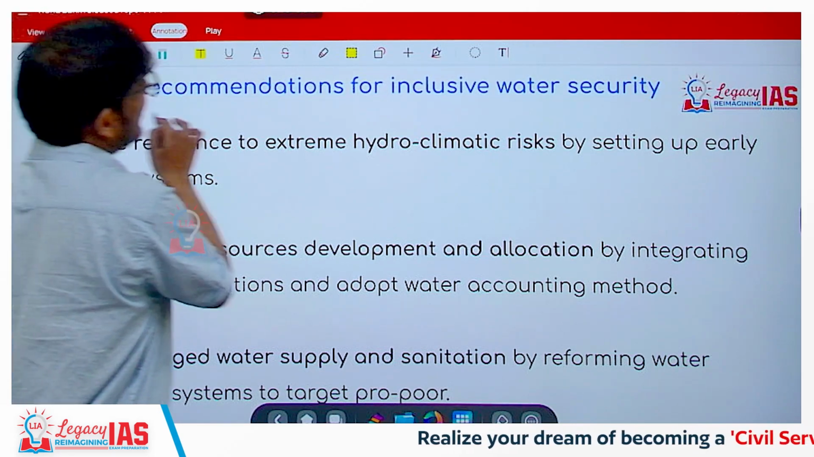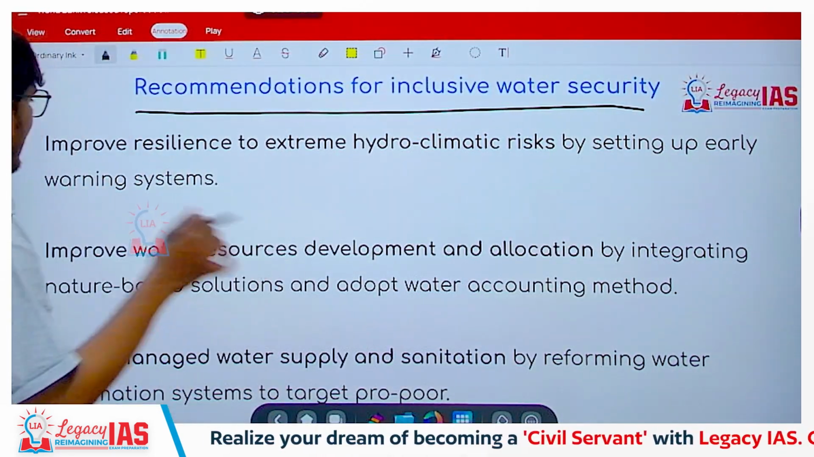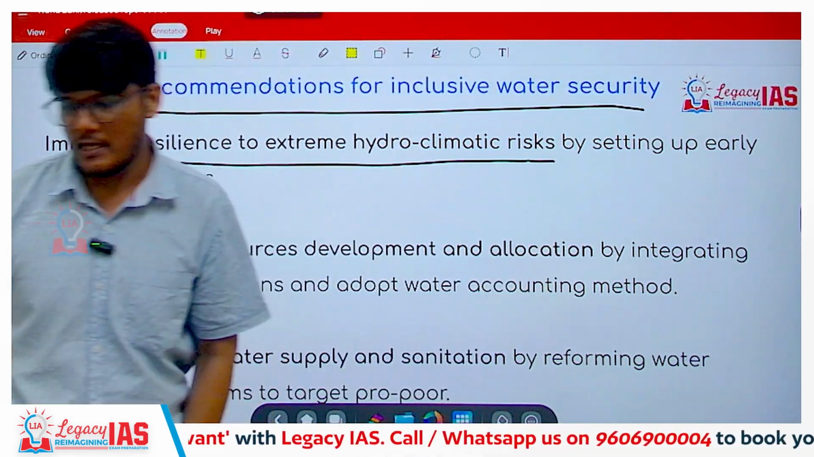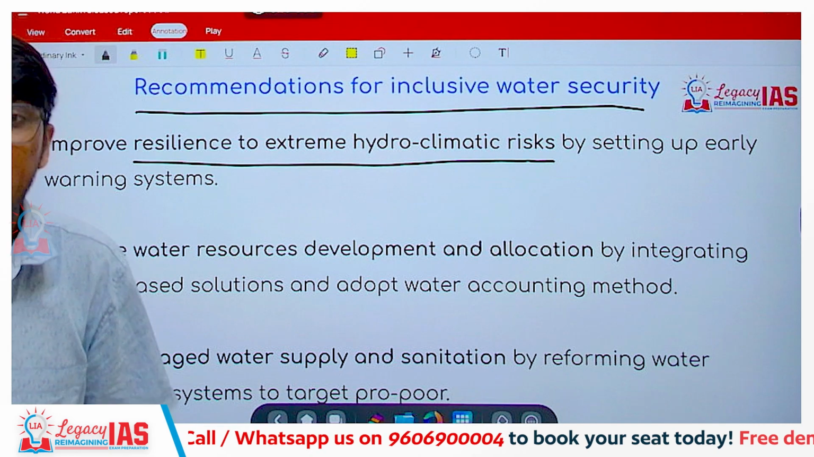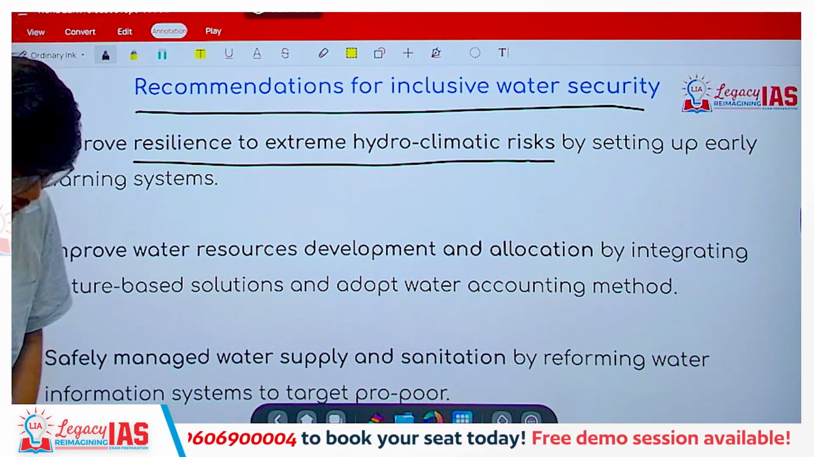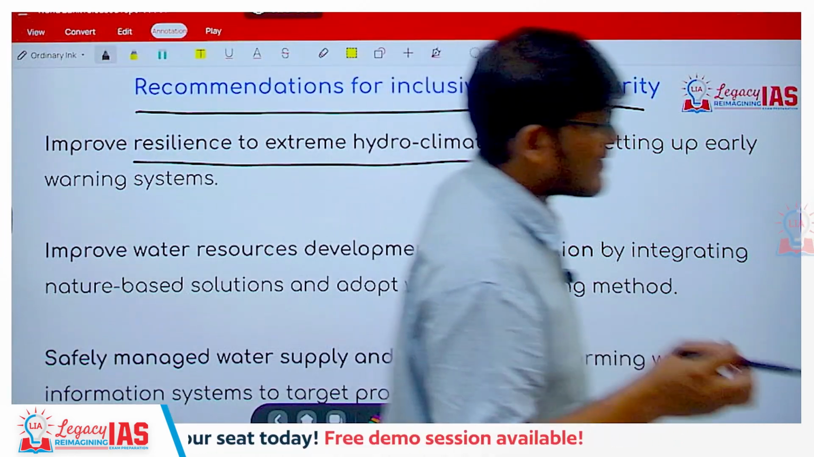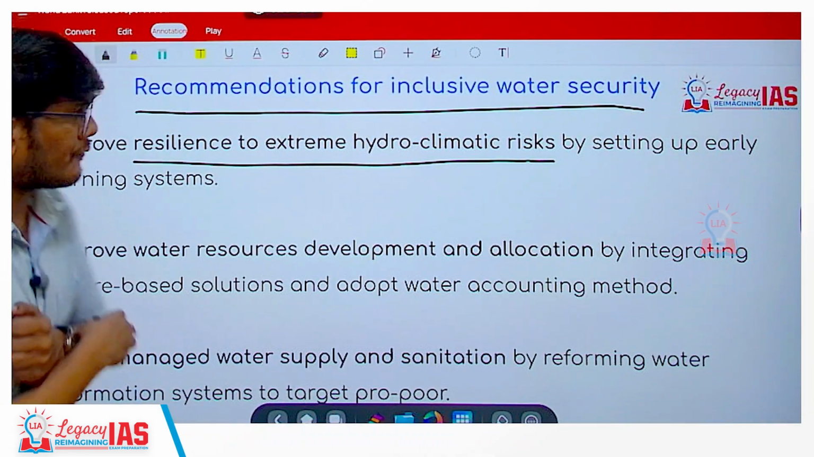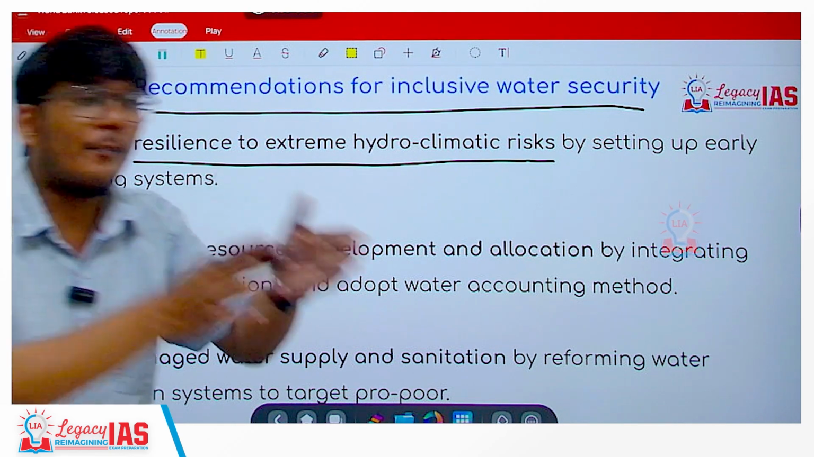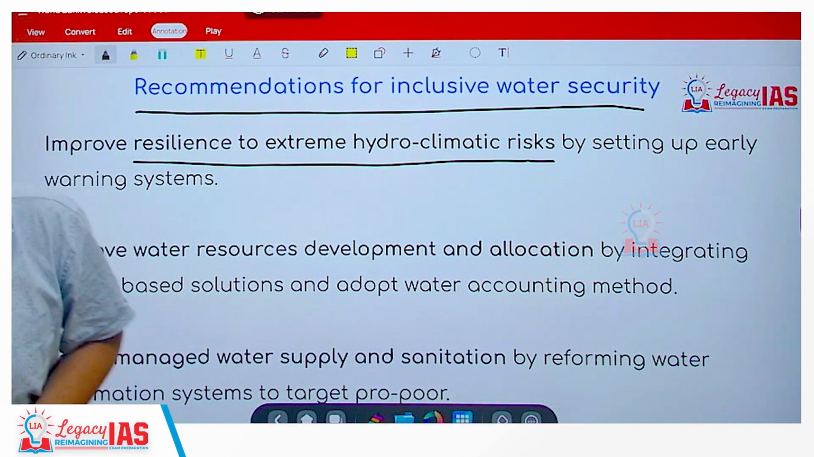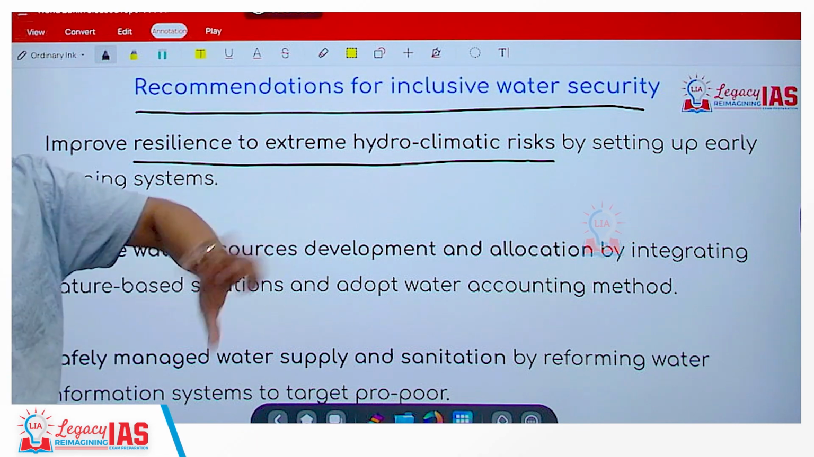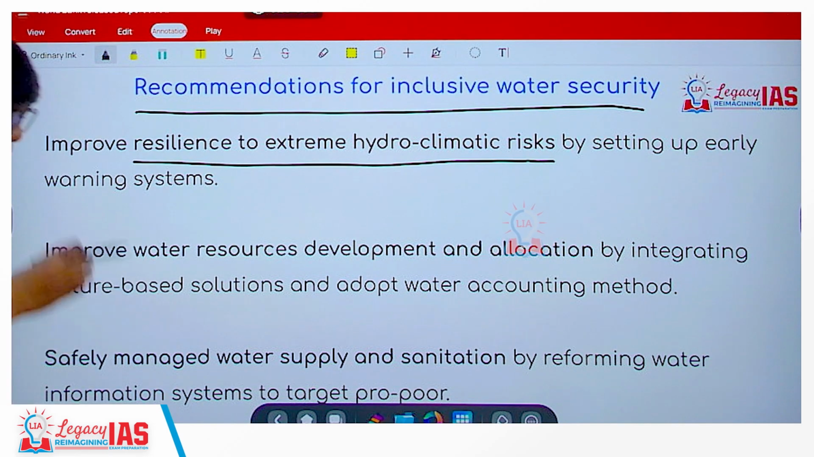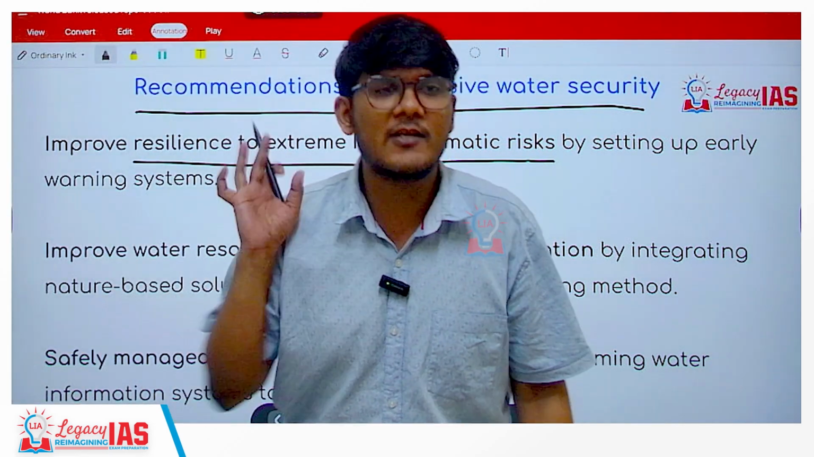Now, what are the recommendations for inclusive water security? Recommendation is resilience to extreme hydroclimatic risks. Climate change is there. We know that we need to resist it. We need to be resilient with it. So how can we be resilient? Doing certain things. For example, rainwater harvesting is one such thing, right? Those kind of things can be done. Growing proper crop in proper region with respect to the availability of the water in that particular region. For example, you should not be growing water guzzling crop in drought prone areas, right? So those are the measures, measures in every field, not just agriculture, but industrial also.